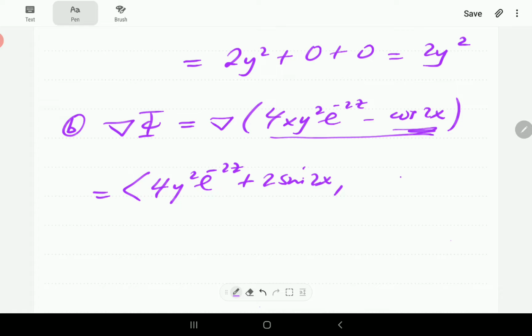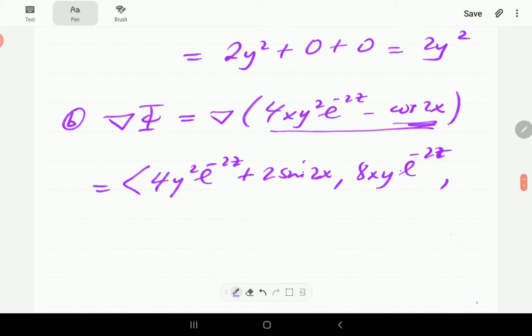Then the y component, we differentiate the function now with respect to y. y only appears once here, so that is going to give us 8xy e to the minus 2z. And then for the z component, z only appears once again in this term, so that is going to give us negative 8xy squared e to the minus 2z. So that is going to be grad phi.